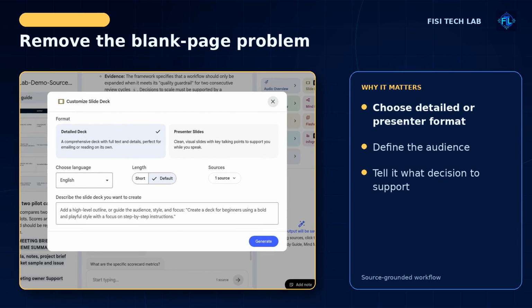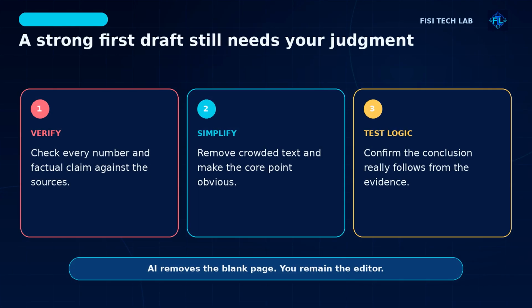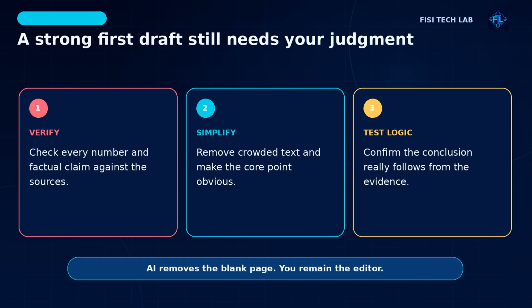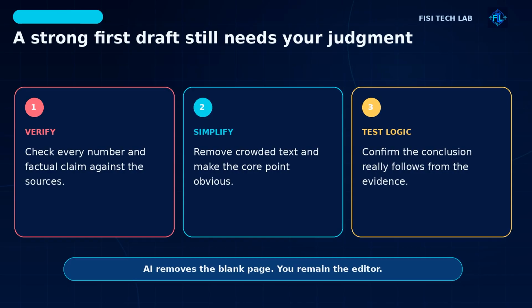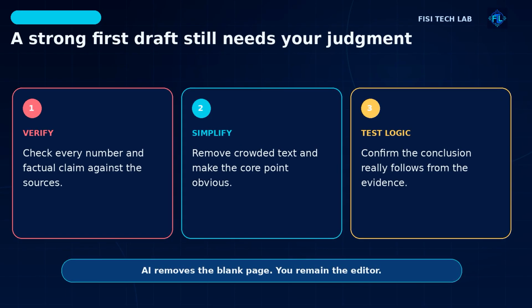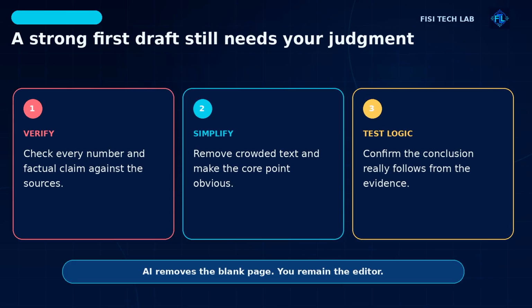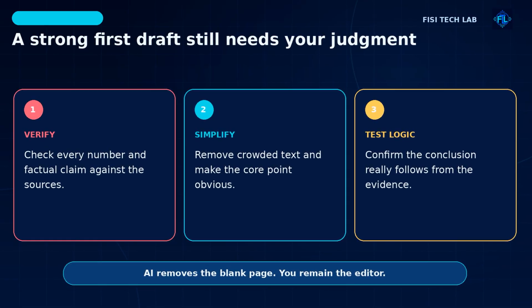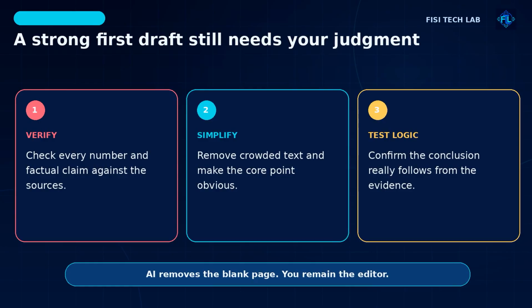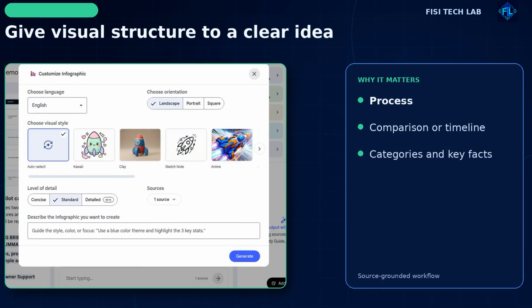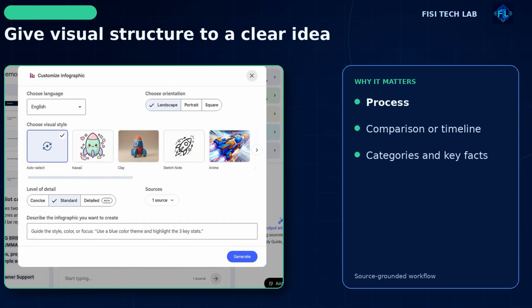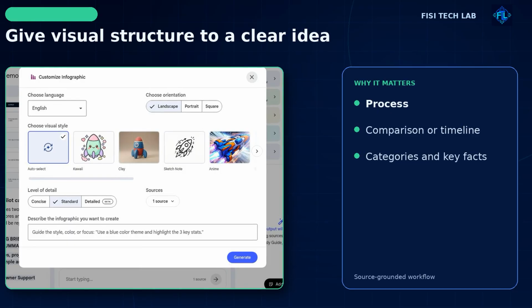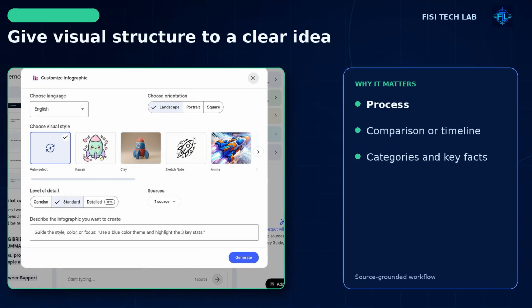Next, Slide Deck. This is useful when you need a first draft of a presentation quickly. Tell it who the audience is, what decision the slides should support, and how many sections you want. The output still needs your judgment, but it removes the blank page problem. Check every number, simplify crowded slides, and make sure the conclusion actually follows from the sources.